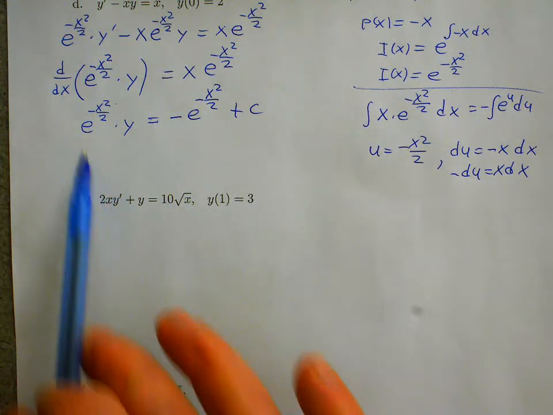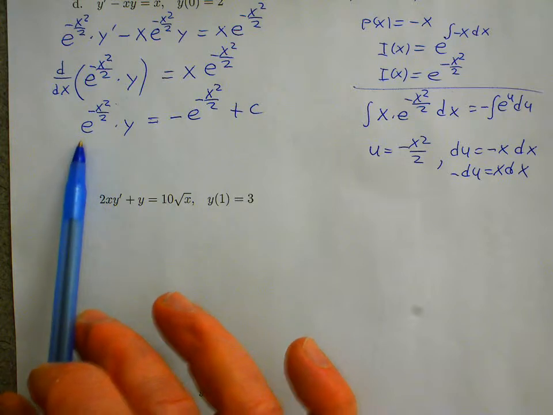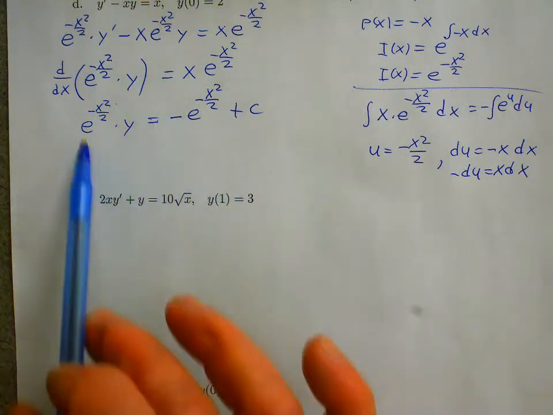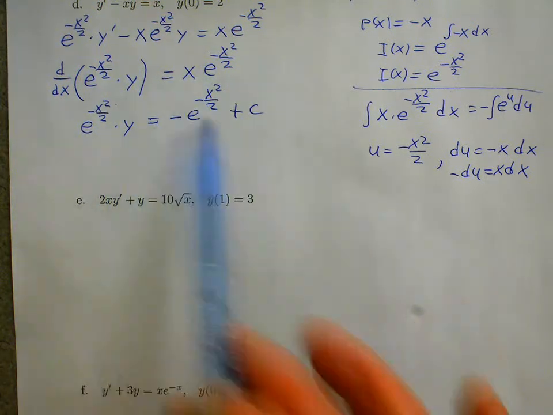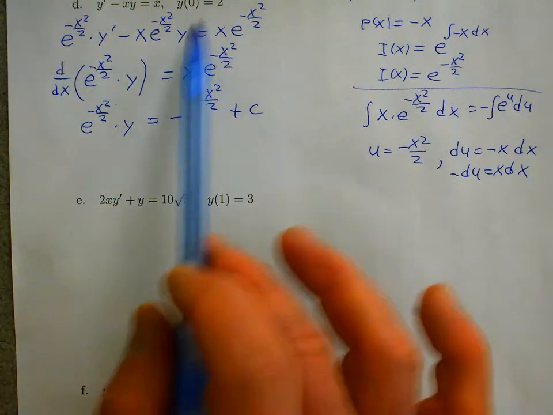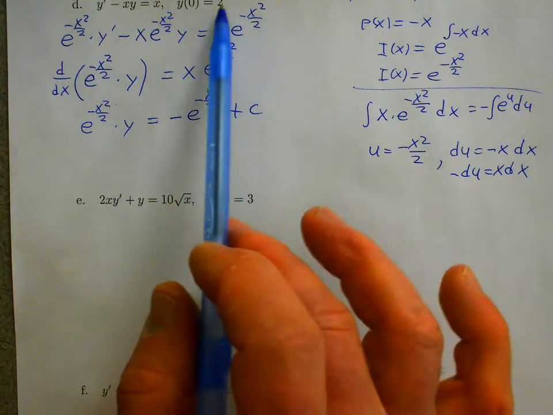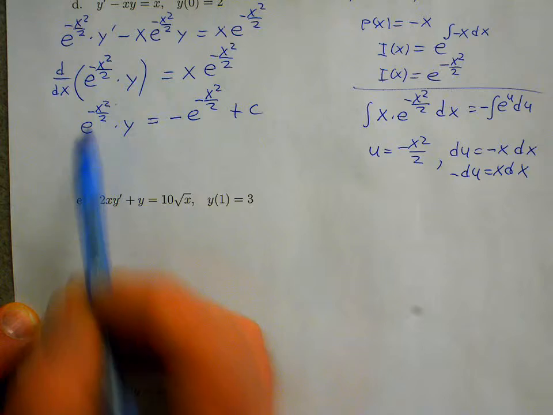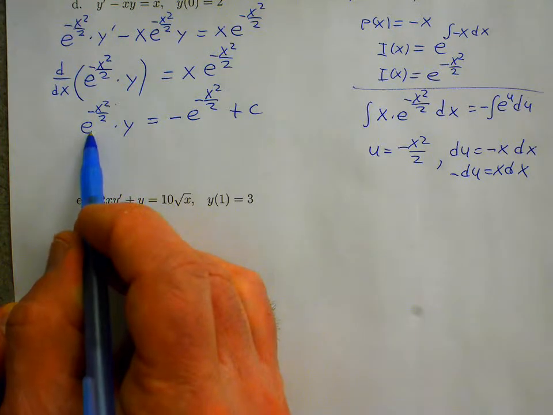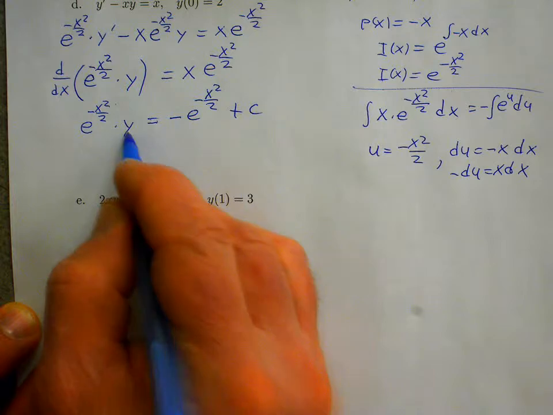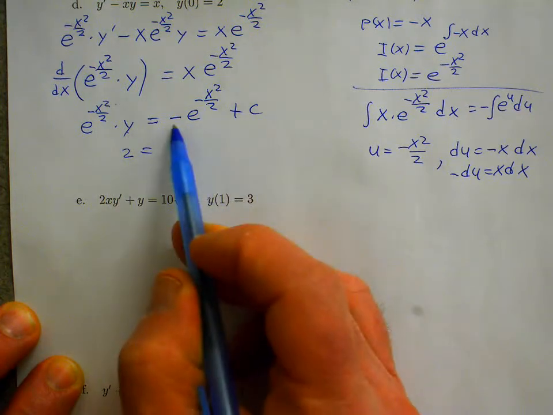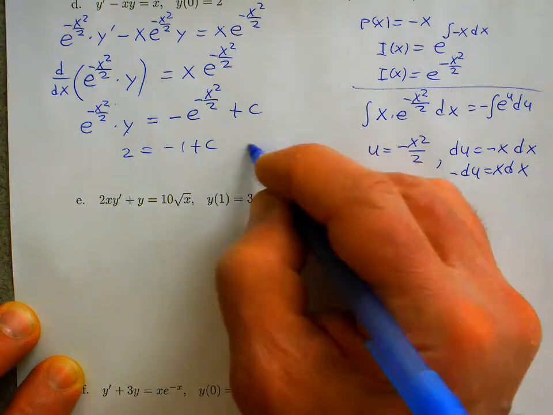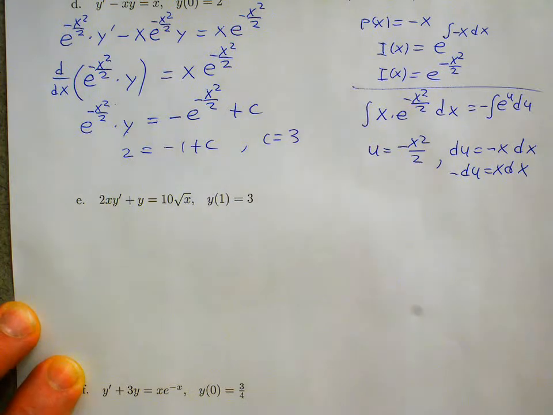Okay, the next thing to do is divide both sides by e to the negative x squared over 2 to solve for y. But while we're at this stage, why don't we go ahead and find c? When x is 0, y is 2. So when x is 0, this becomes e to the 0 or 1. And we replace y with 2. And this is negative 1 plus c. So c is equal to 3, it looks like.